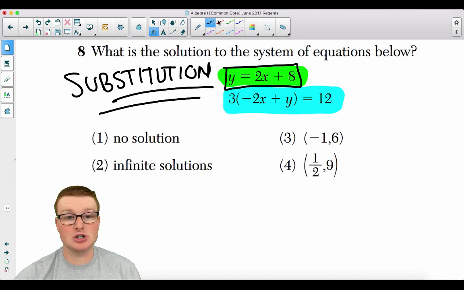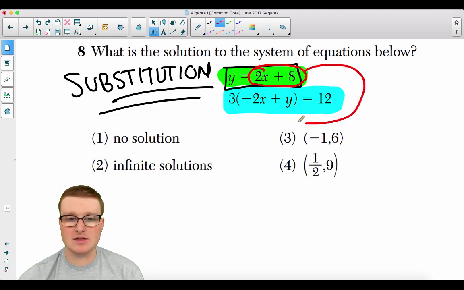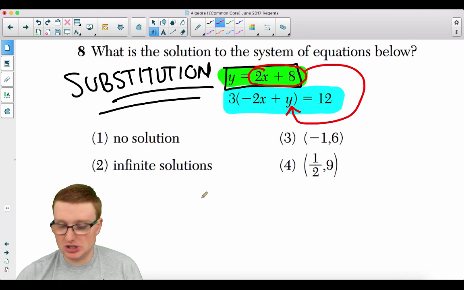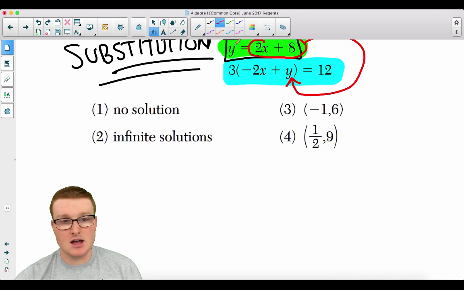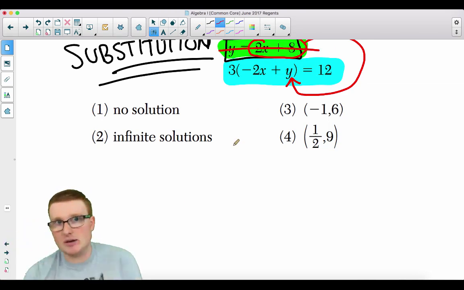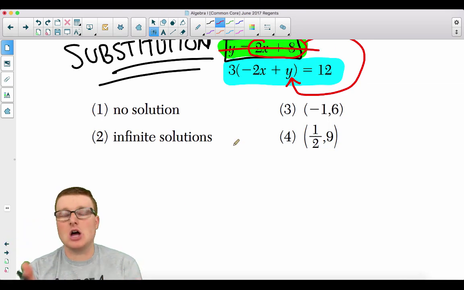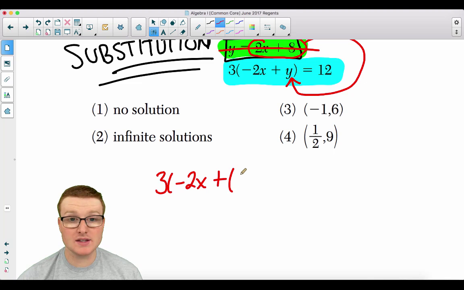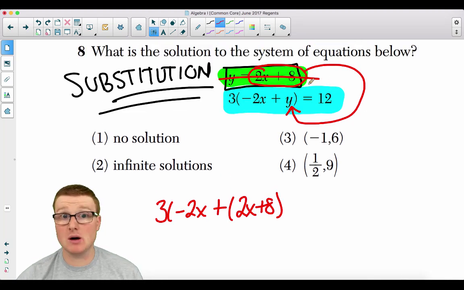So what you're going to do is you're just going to take that 2x plus 8. Wherever you see a y in the second equation, you're going to replace it with this. Look at that. Pretty simple stuff. So all we need to do is just rewrite it, forgetting this now because we are just substituting it back into this other equation, the blue equation. So we get 3 times negative 2x plus, in parentheses, 2x plus 8, because that is what y is equal to up here, is equal to 12.